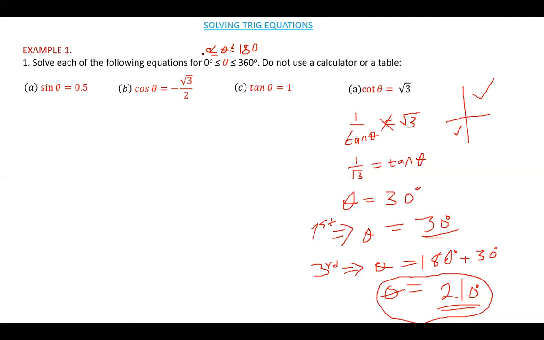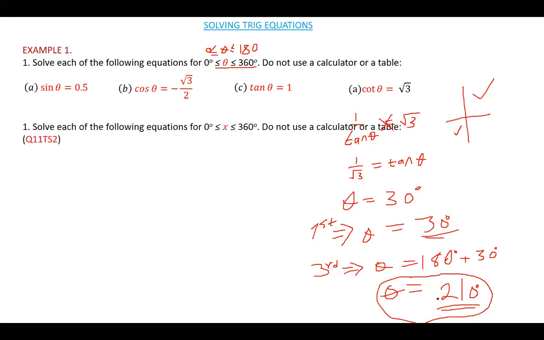This simply means that all the answers you are going to get are supposed to be between 0 and 180. But since the domain we've been given ranges from 0 degrees to 360 degrees, it simply means that 30 is between 0 and 360, and 210 is between 0 and 360, meaning they are all part of your answers. So solving these equations is as simple as that. Let's move on and see another dimension of such equations.